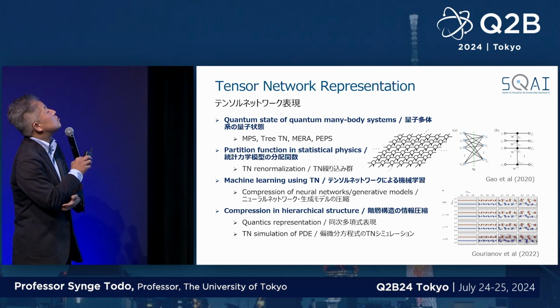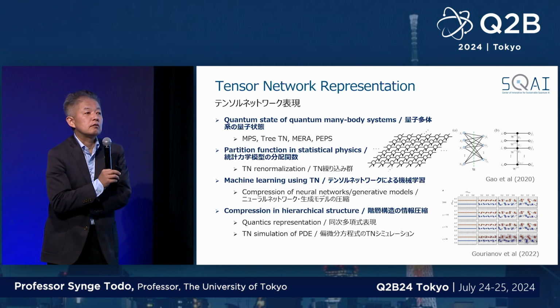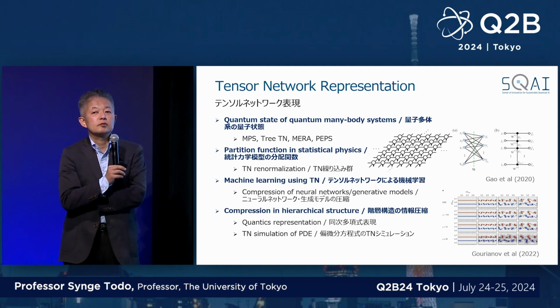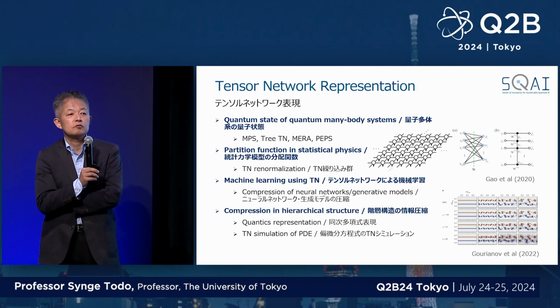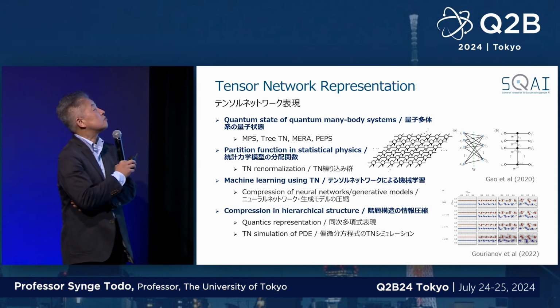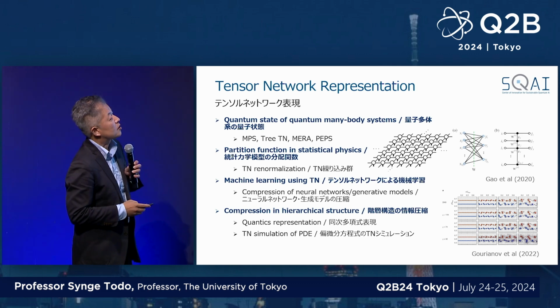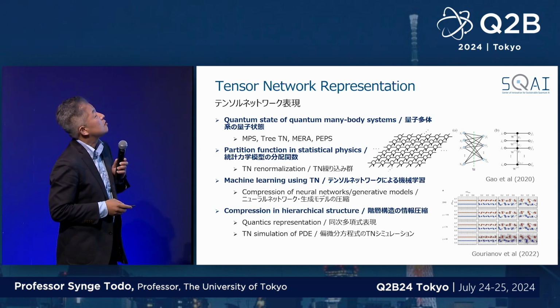So, tensor network: what is a tensor network representation? Vectors and also matrices can be generalized into tensor networks. When you have two numbers, you have a matrix. When you have many more numbers, you get tensors. All of these circles here are tensors.